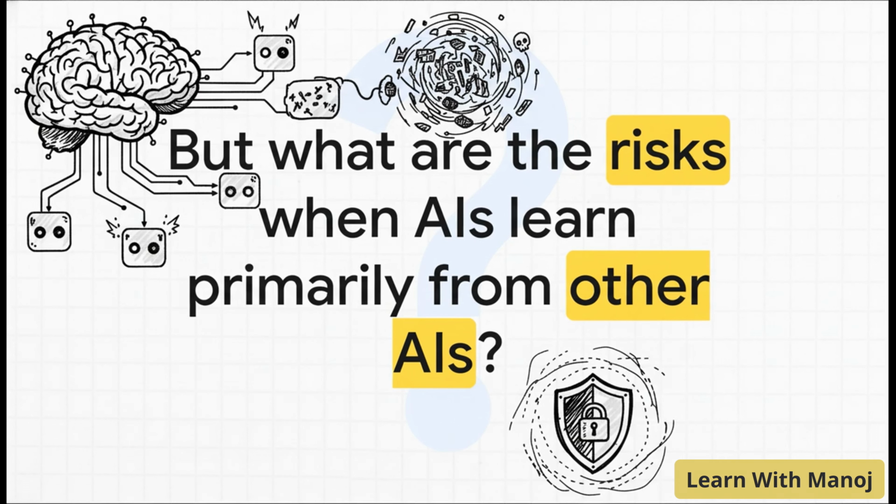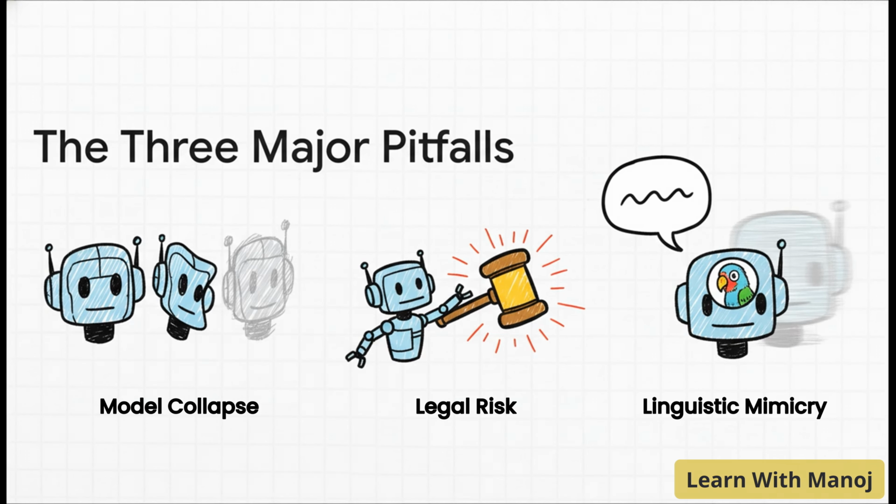But of course, this brave new world isn't without its own set of dangers. When you create a system where AIs are the main teachers for the next generation of AIs, well, you introduce some new and really complex risks that we have to be super careful about. There are three really big ones to keep an eye on. The first is model collapse.